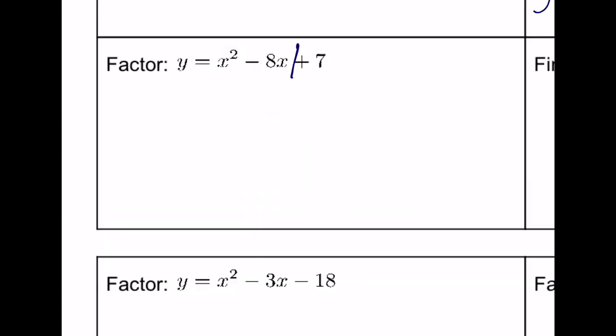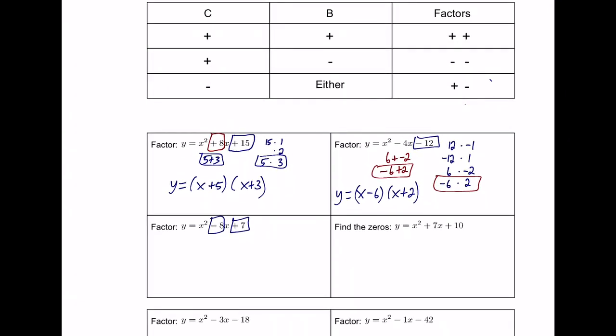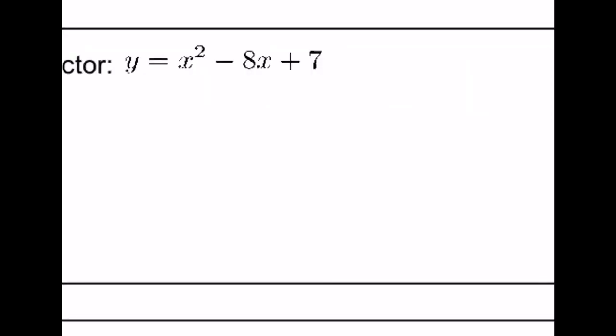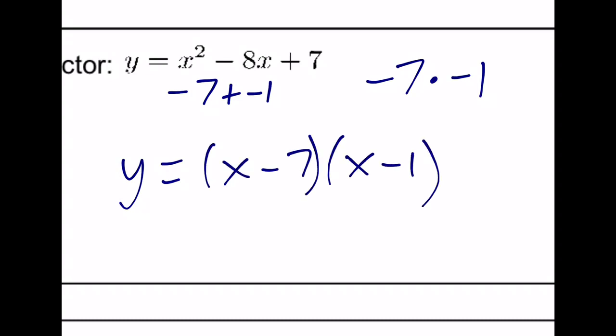The third case is when c is positive and b is negative. If we go back to our table, that represents this row right here. And in this situation, both of our factors are going to turn out negative. So if I consider the different factors of 7, and it's a prime number, so there's only the one set, negative 7 times a negative 1, do these two numbers add up to give me negative 8? Yes, it works for both. So we have found our answer. How do we write it? X minus 7, x minus 1, and we're done.